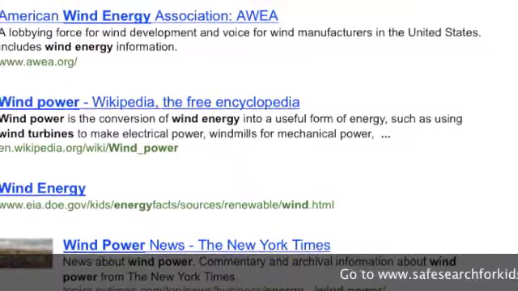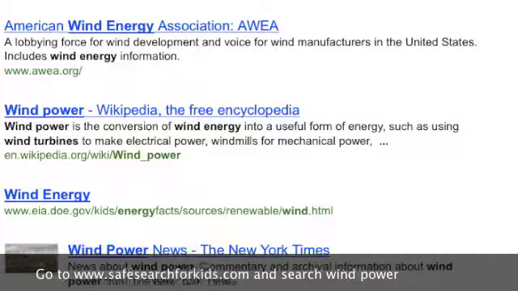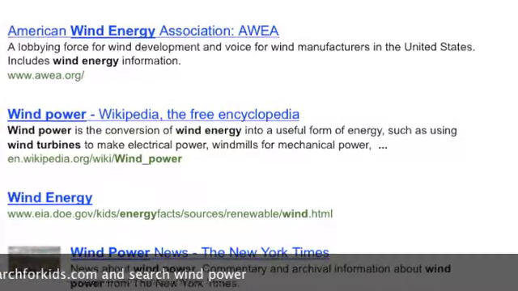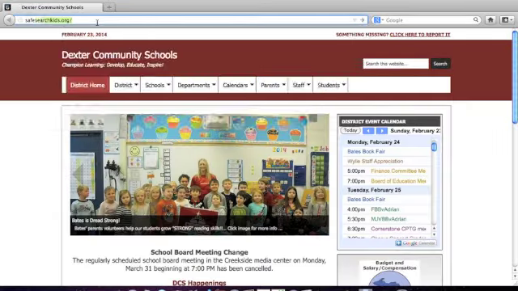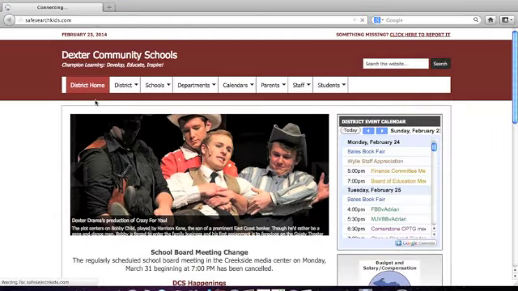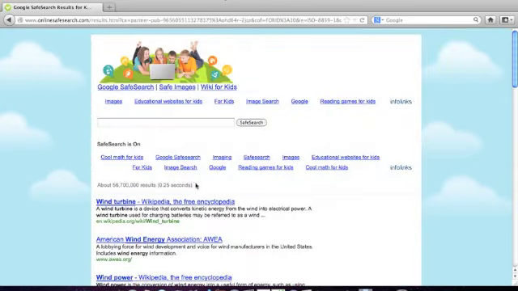First, let's do a Google safe search on a topic and examine the URLs. URLs are what you type in to direct you to certain internet pages. Every website you visit online has a URL. Google's safe search for kids URL is www.safesearchkids.org. Please search wind energy on your computers and scroll through your results.